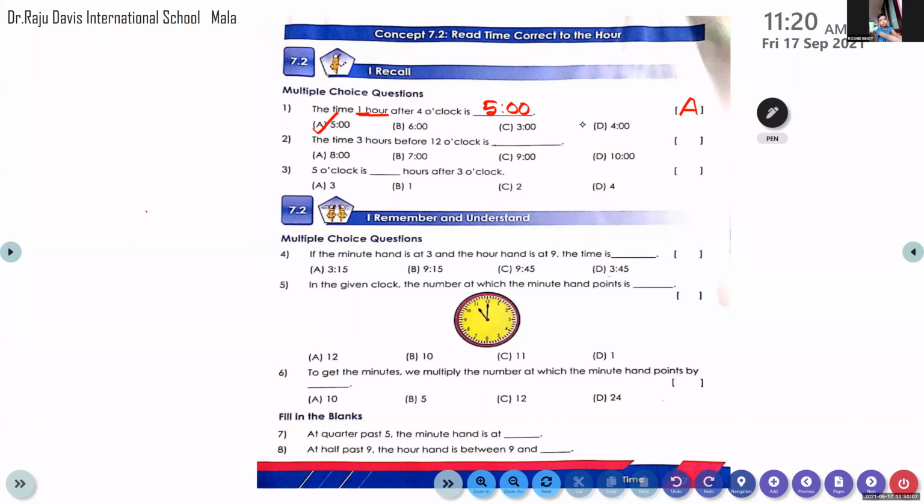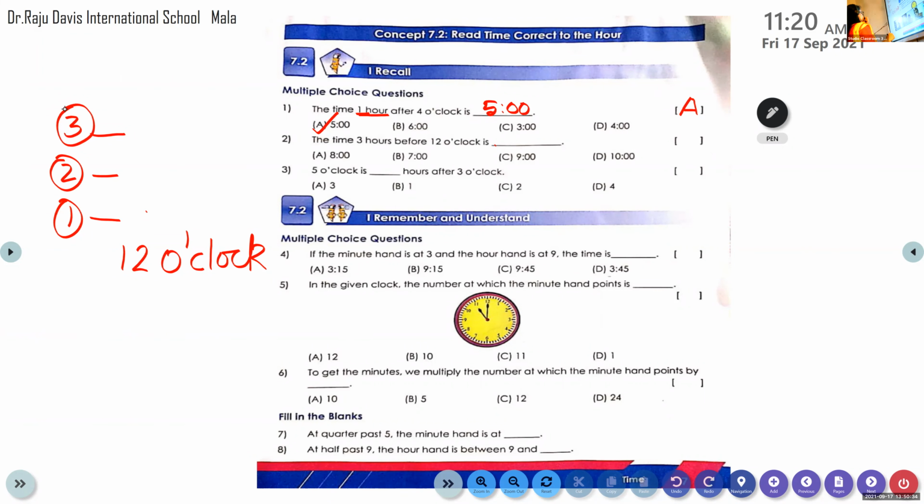Read the question, dear. Time 3 hours before 12 o'clock is dash. Before means you have to go backward. Backward numbers have to be checked. 12 o'clock. Before 12 o'clock, what will be the number? 1 hour, 2 hours, and 3 hours. You have to move 3 times backward. Before 12? 11.